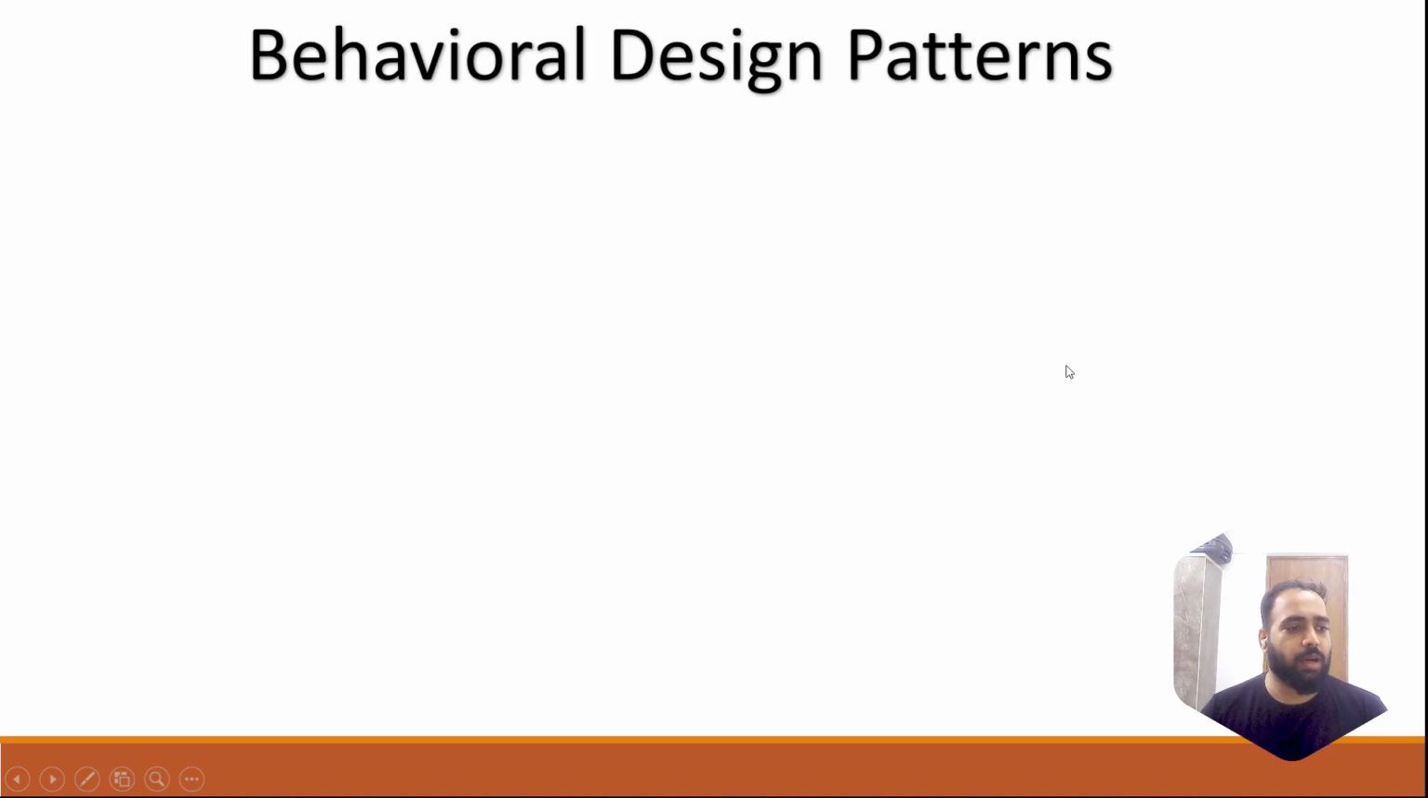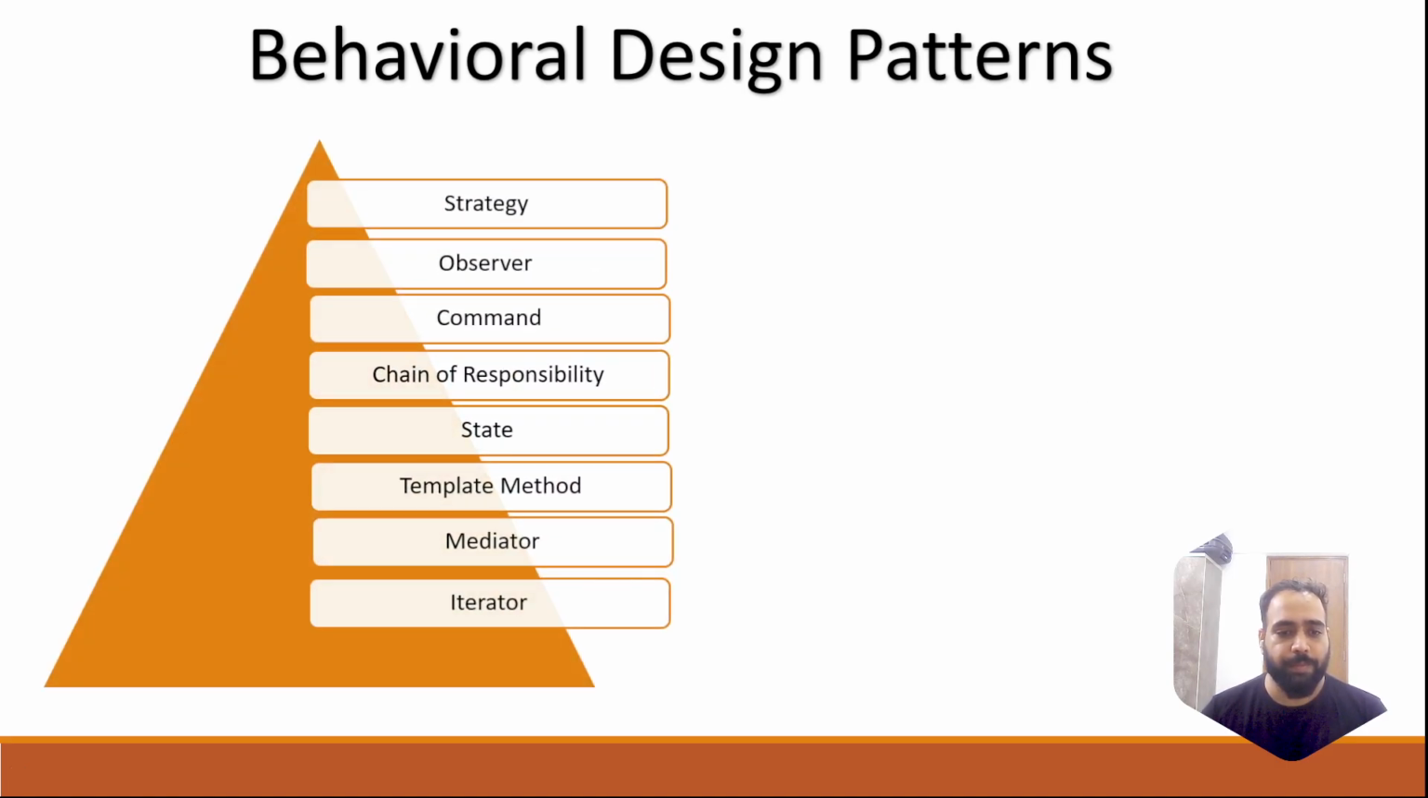The next design patterns are behavioral design patterns. Under this, the first one is the strategy design pattern. This defines a family of algorithms, encapsulates each one, and makes them interchangeable. The next one is the observer design pattern. This establishes a subscription mechanism so that multiple objects can be notified of changes to another object's state. The third one is the command. It encapsulates requests as objects, allowing for parameterization of the client and queuing or logging of the request.